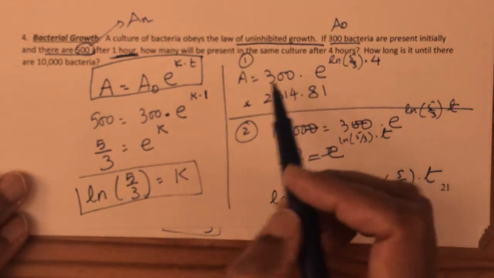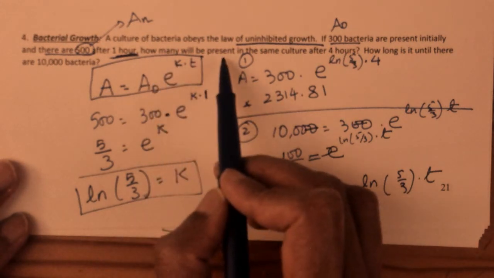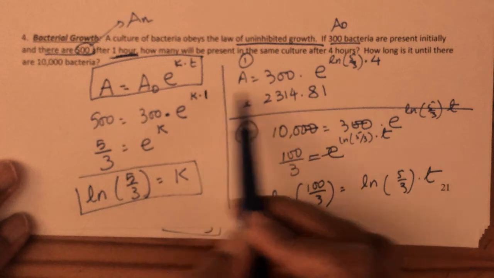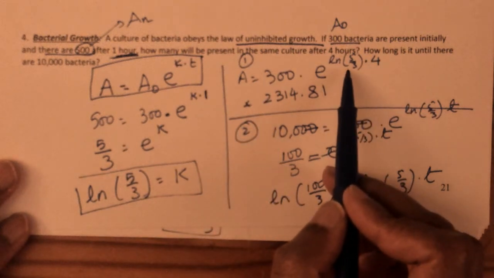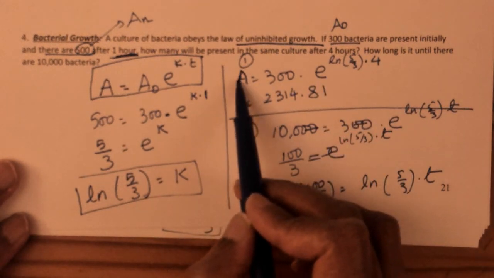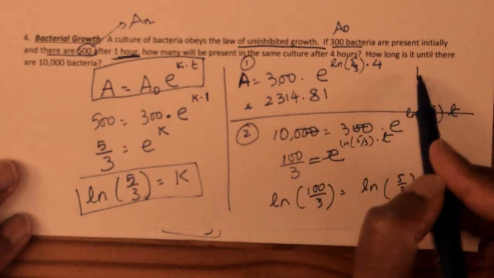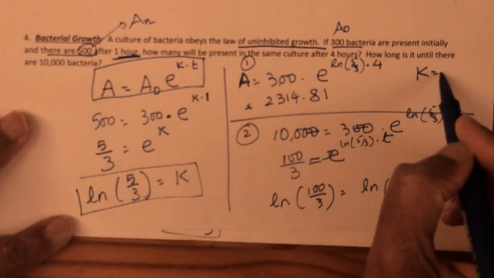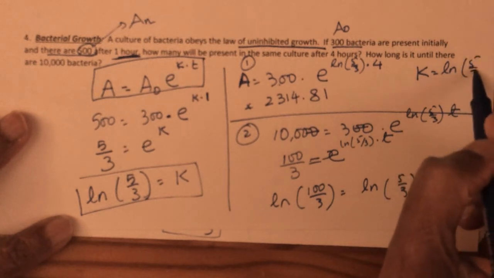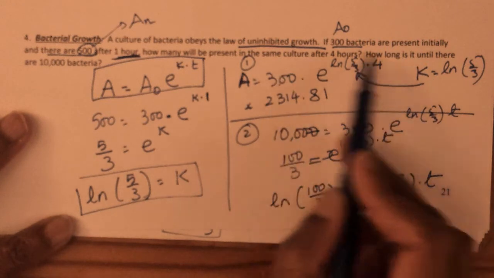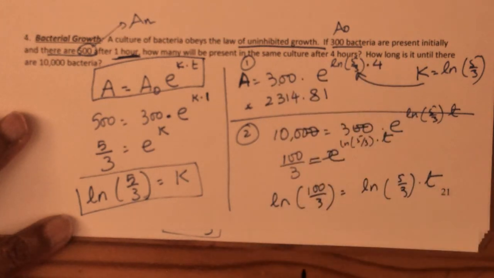Alright, then let's see what's the question. How many will be present after 4 hours? So now instead of t being 1, t is going to be 4, and I actually have my k. So A is what I'm calculating. Same 300 e to the power of, remember k equals ln of 5 over 3, and that's what I'm substituting. So I have everything on my right hand side. I'm just putting this in my calculator and solving for it.